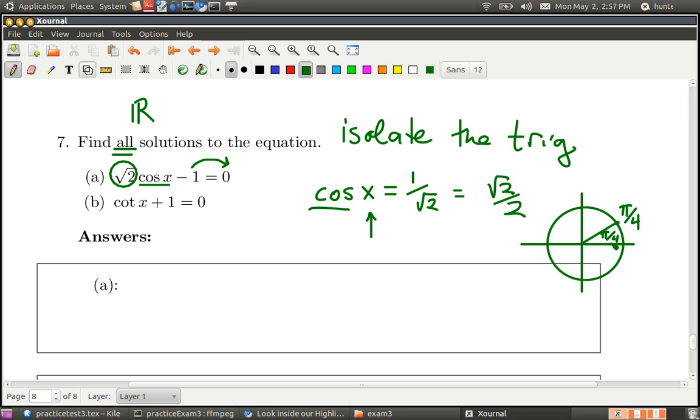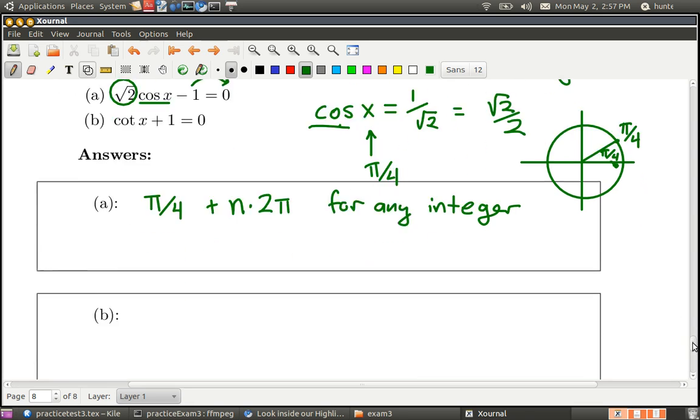So since pi over 4 solves this, okay, so pi over 4 solves this equation, cosine x equals square root of 2 over 2. Not only does that solve the equation, but pi over 4 plus n times 2 pi does for any integer n. So an integer is a positive or negative whole number.